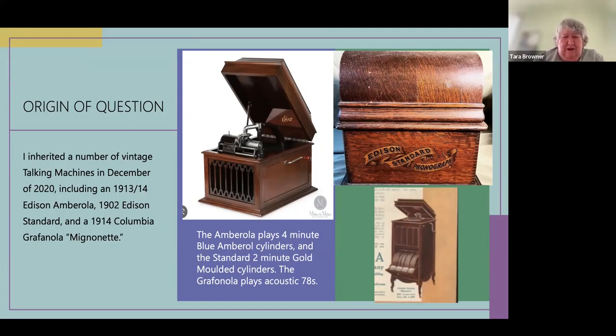My Amberola plays 4-minute blue Amberol cylinders, and the Standard plays 2-minute gold molded cylinders. My Amberola is in Idlewild in my cabin, and the Standard is in Idlewild now in my sister's cabin. We took them up there, and then the Graphophone Mignonette is in my living room here. So that's where they are located.